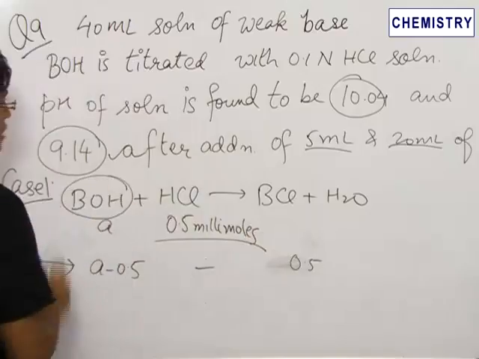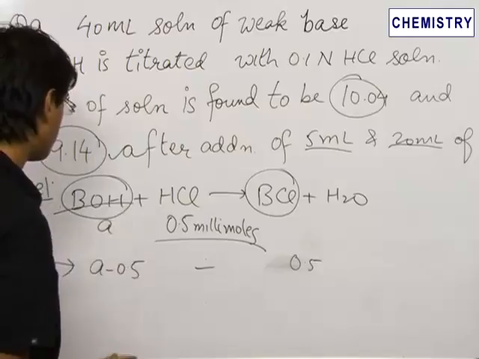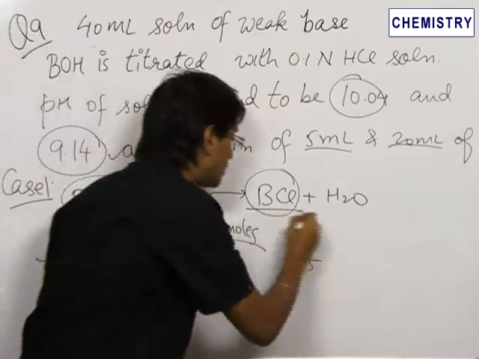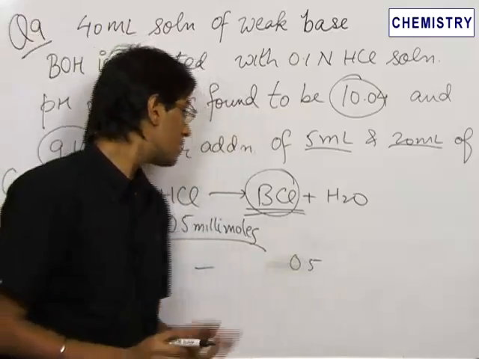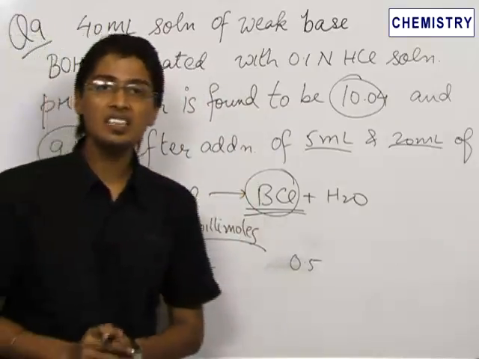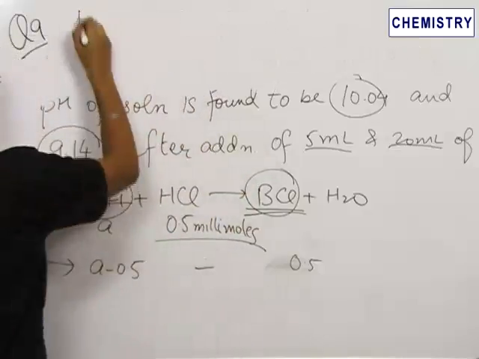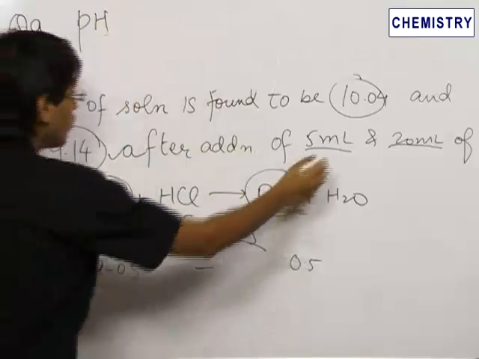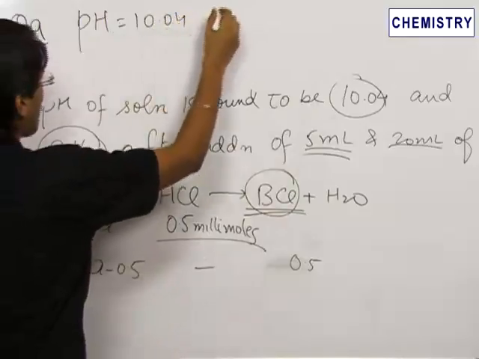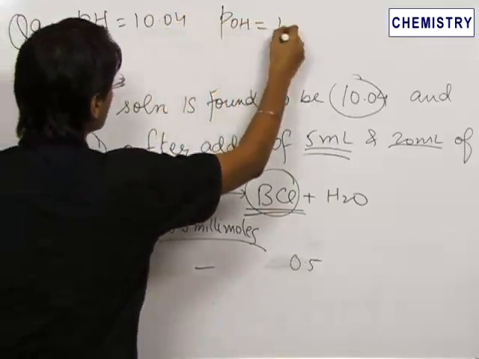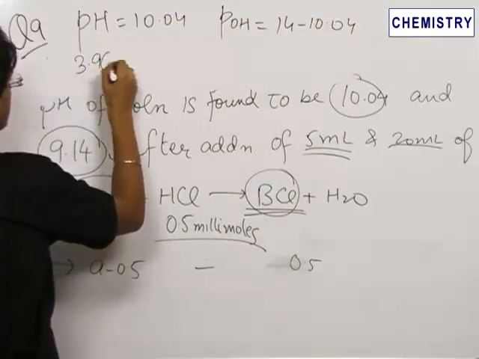So in the final resultant solution, we have BOH and BCl present. This is a weak base and this is its resultant ion or the conjugate ion. So there is a base and a conjugate ion present in the resultant solution. Hence we have a question of buffer. The pH at this moment is given to be equal to 10.04. Hence its pOH will be equal to 14 minus 10.04, which is equal to 3.96.